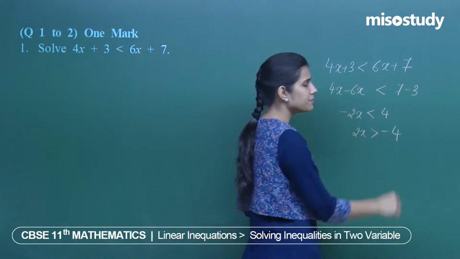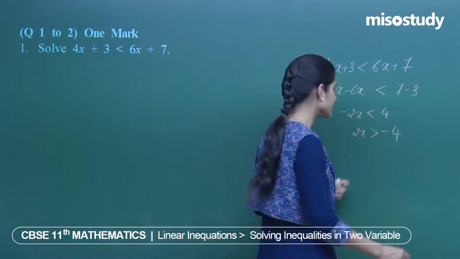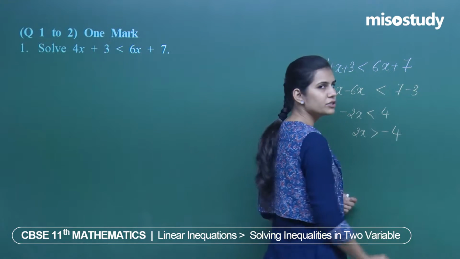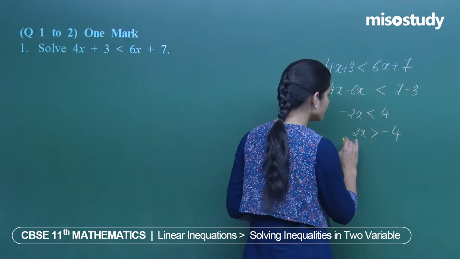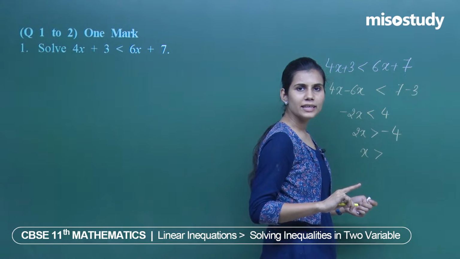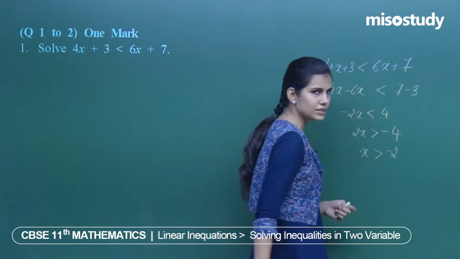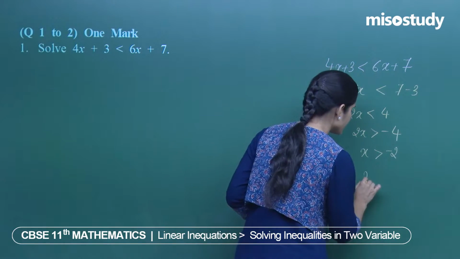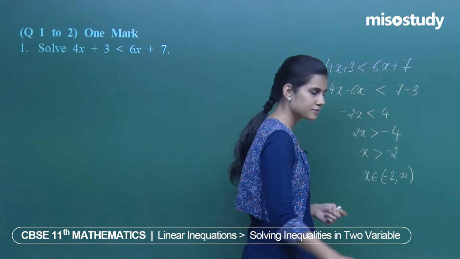Because I am basically multiplying by minus 1 on both sides, that eventually led to the reversal of the inequality sign. Now I am going to divide both sides by 2. That means I am dividing by a positive quantity. When 2x is divided by 2, you get x. Because I am dividing by a positive quantity, the inequality does not change. Minus 4 divided by 2 gives you minus 2. And therefore your answer is x belongs to minus 2 comma infinity.